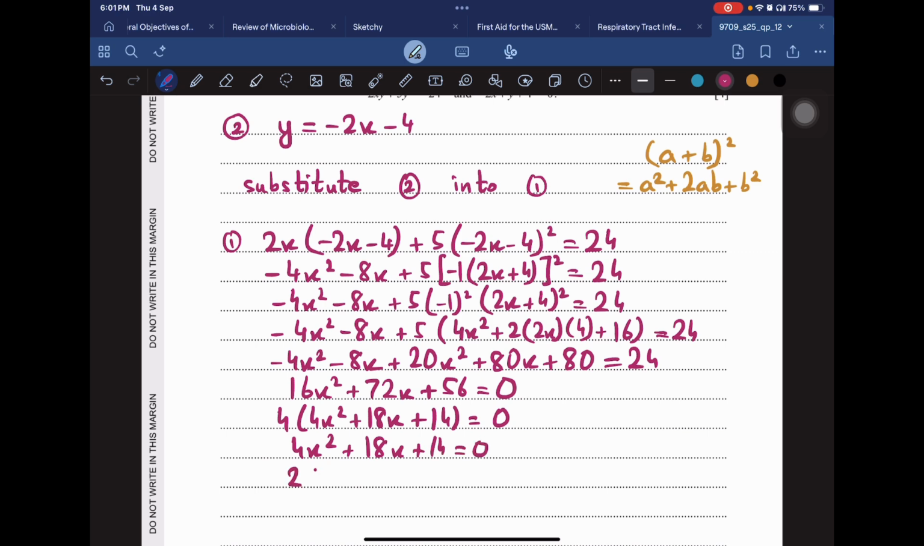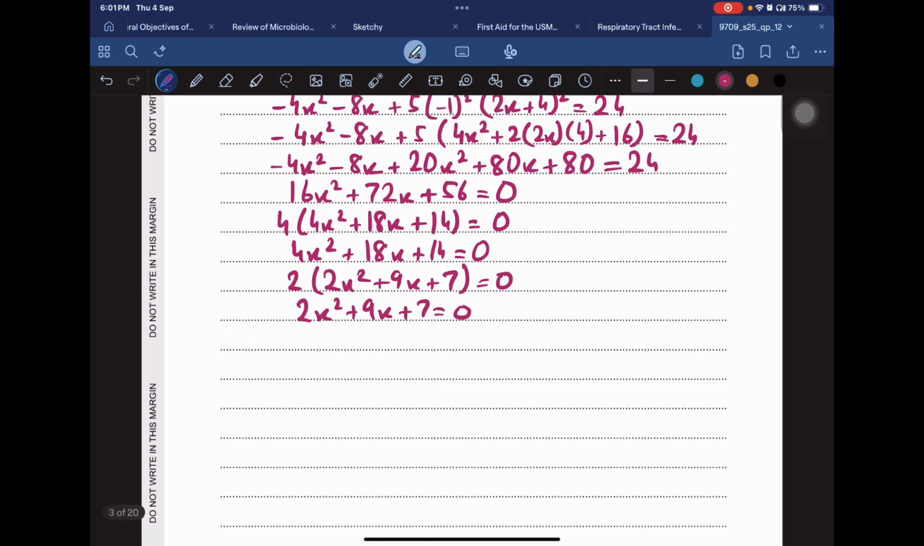We can take 2 more common. So 2x squared plus 9x plus 7 equals to 0. So now we'll try middle term breaking over here. We can write this as 2x squared, and break 9x as 2x plus 7x, plus 7 equals 0. So basically we broke this middle term into 2x and 7x.